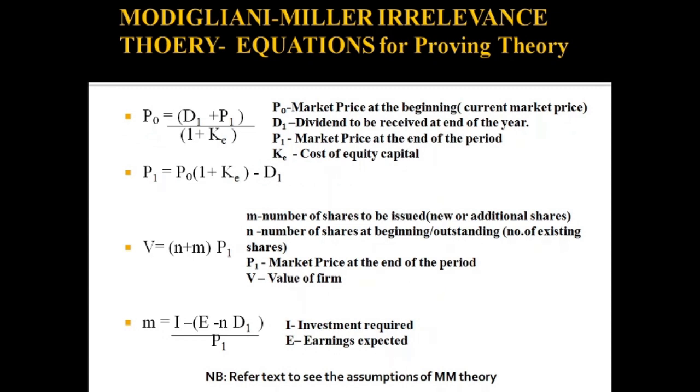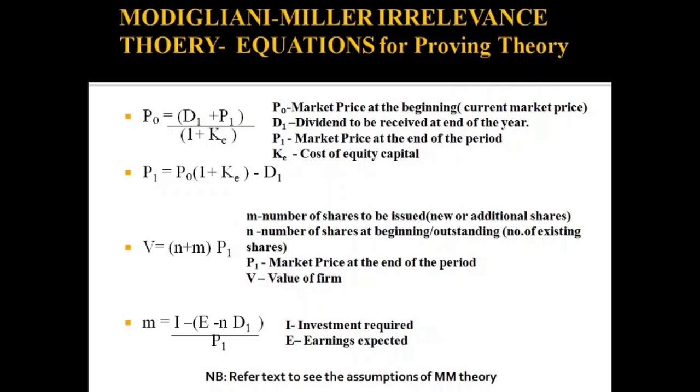And now we can see some of the major equations for Modigliani and Miller irrelevance theory. There are mainly four equations. The first equation is P0 is equal to D1 plus P1 divided by 1 plus KE. And let's see the different terms. P0 means the market price at the beginning, that means the current market price. D1 is the dividend to be received at the end of the year, so the expected dividend. P1 is the market price at the end of the period. KE, we know, is the cost of equity capital.